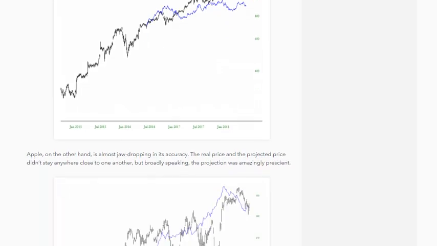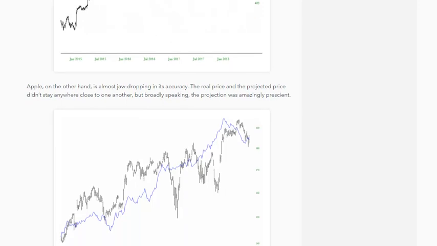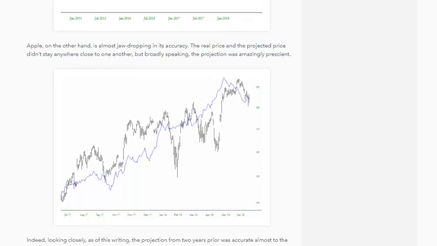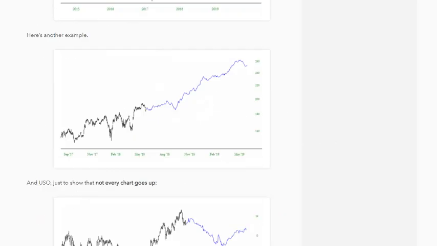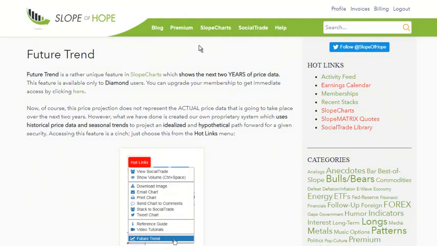So, for example, there have been instances where I've been quite amazed. Here's Apple, for example, at the quality of the prediction. Obviously, it's not lined up perfectly, but that blue line did an awfully good job of approximating what Apple did in the future. So, again, future trend is exclusively for the Diamond membership.